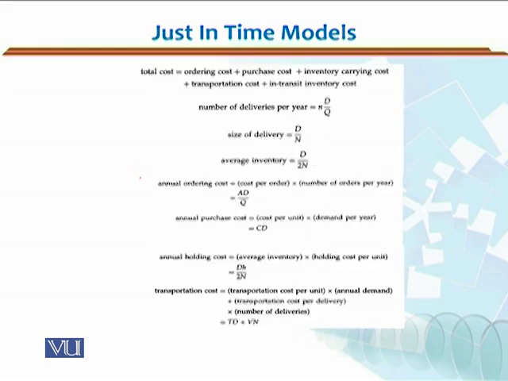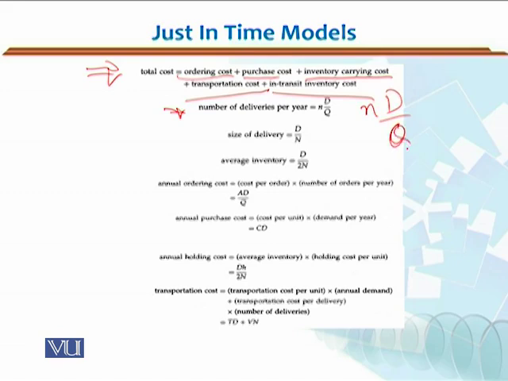So my total cost would be the ordering cost plus purchase cost plus inventory carrying cost plus transportation cost and in-transit cost. There is no difference from what we discussed in EOQ; it is the same here, but the execution would be different. Now, the number of deliveries per year, which you called setup, is ND over Q.